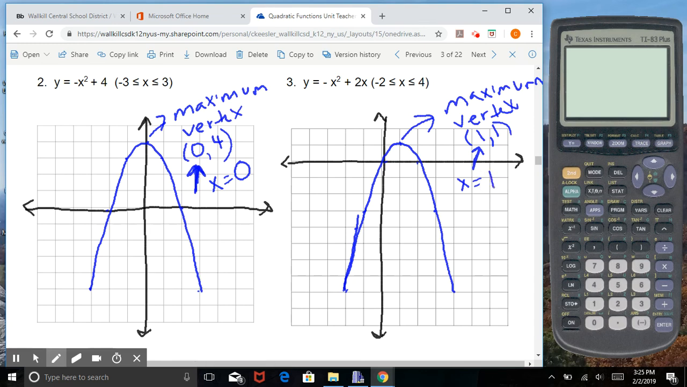So that's all the things you can learn from a parabola. Again, parabola is the same as a quadratic function. It has a maximum point if the parabola is negative. It has a minimum point if the parabola is positive. And within that maximum and minimum point, we get what's called the vertex. And from the vertex, we get what's called the axis of symmetry, which is the x value of the vertex.